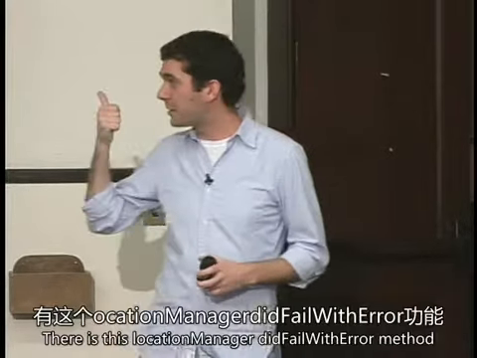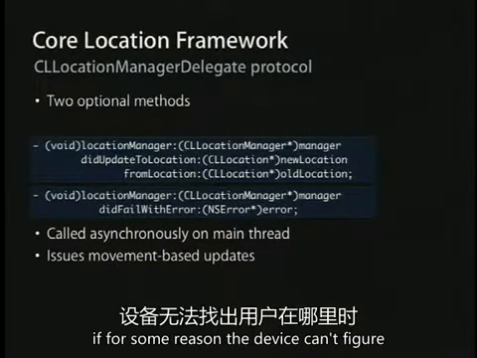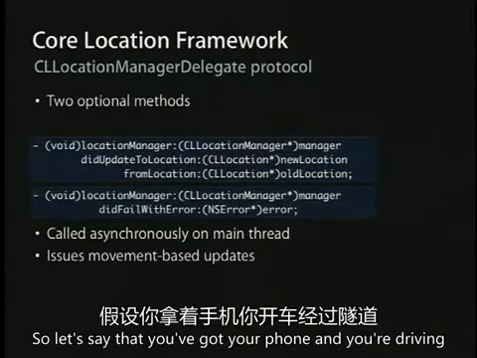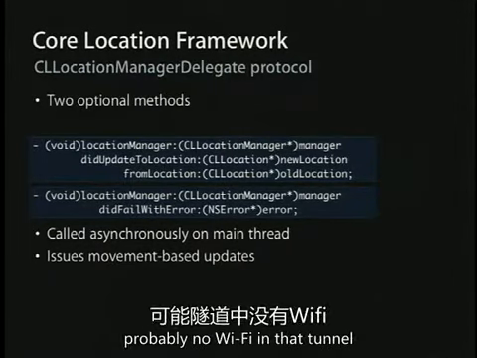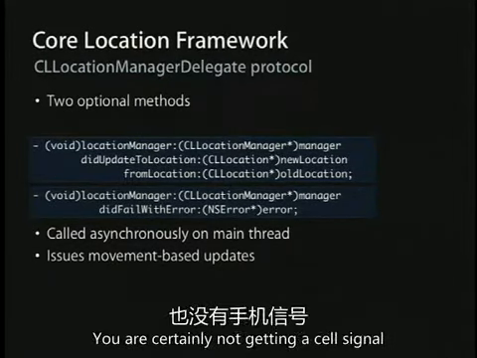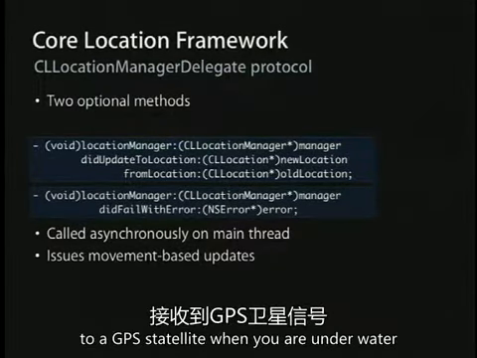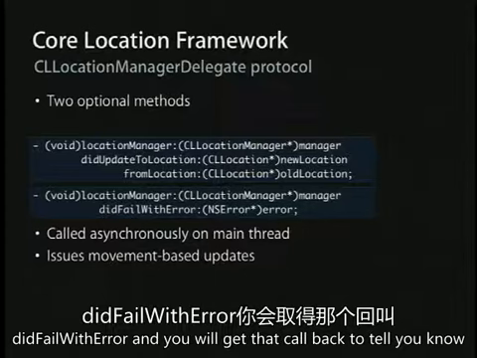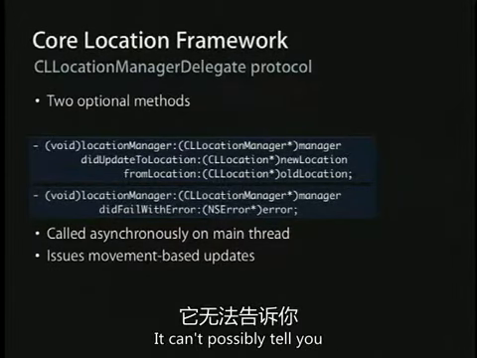What about failure? There's this locationManager:didFailWithError: method, and that's going to get called if for some reason the device can't figure out where the user is. So let's say that you've got your phone and you're driving through a tunnel and you're underwater somewhere. Probably no Wi-Fi in that tunnel. You're certainly not getting a cell signal, and you probably don't have line of sight to a GPS satellite when you're underwater. So that kind of case is going to give you a didFailWithError, and you'll get that callback to let you know that the device just doesn't know where it is. It can't possibly tell you.